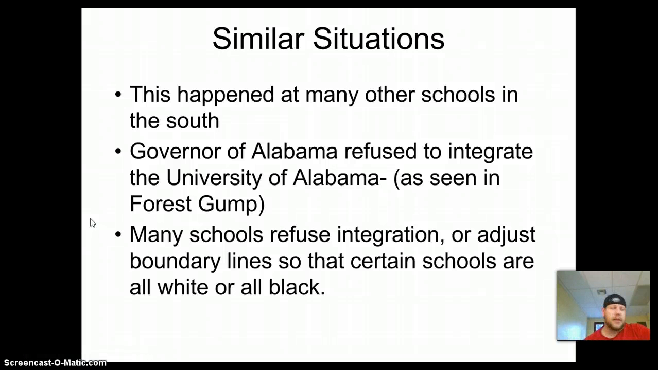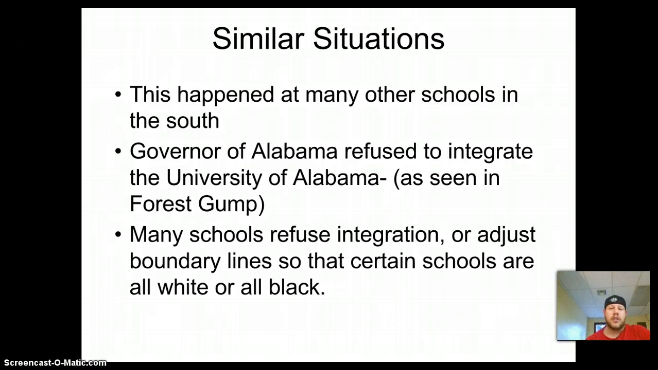I mean, the Governor of Alabama refused to integrate the University of Alabama. His phrase was "segregation now, segregation forever." If you've ever seen the movie Forrest Gump, this is a scene in that movie where Forrest picks up the book and says, "Oh, here you go." A lot of schools refused.